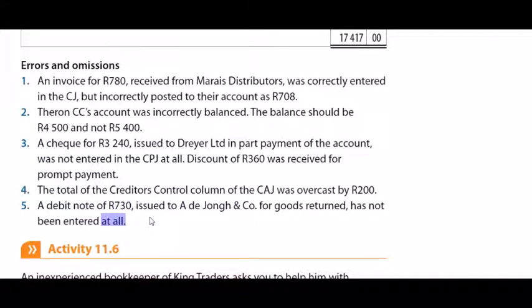So this 730 Rand was not part of the CAJ at all, and therefore it wouldn't have been taken to the creditors control account as part of total returns at the end of the month, and it wouldn't have been taken to the balance that we owe R. de Jong and Company in the creditors list. So we have to fix it in both places. CAJ or a debit note means we're returning goods, so it means that the value must be subtracted from the control account and the list. And we will do it like this.